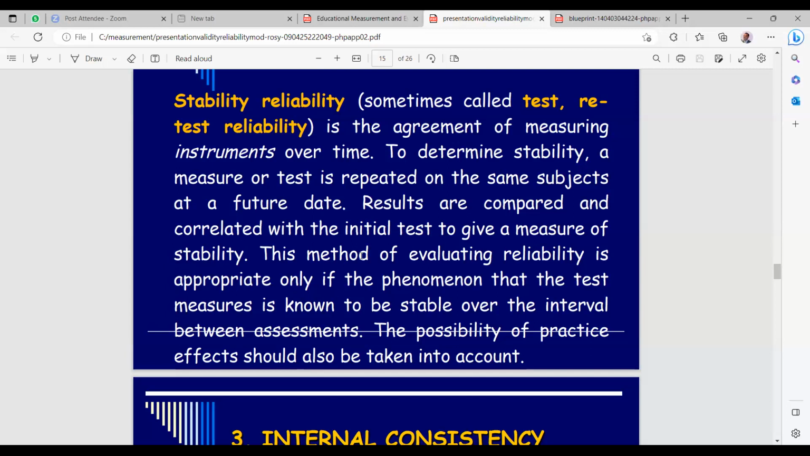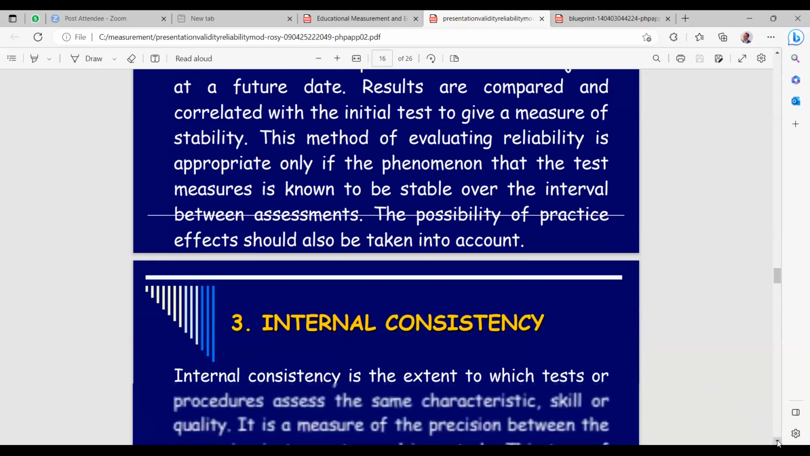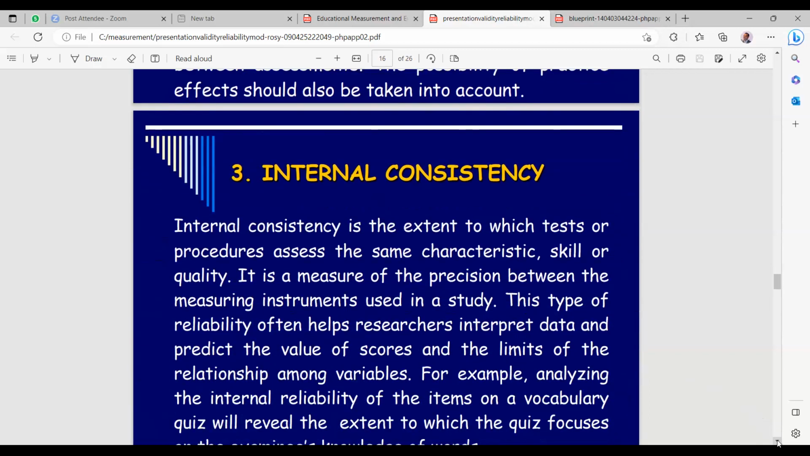So practice effect can only result in better results. If the results are weaker or lower, then there's a serious problem about the reliability. So if we have similar results, then we say, okay, it's a reliable paper. You can use it to be conducted several times in future, right?